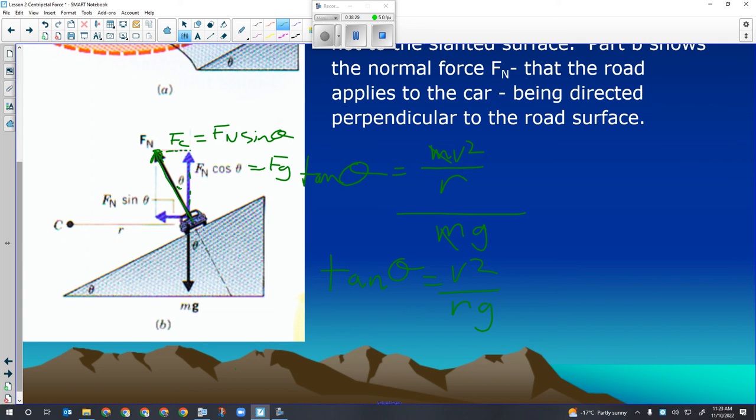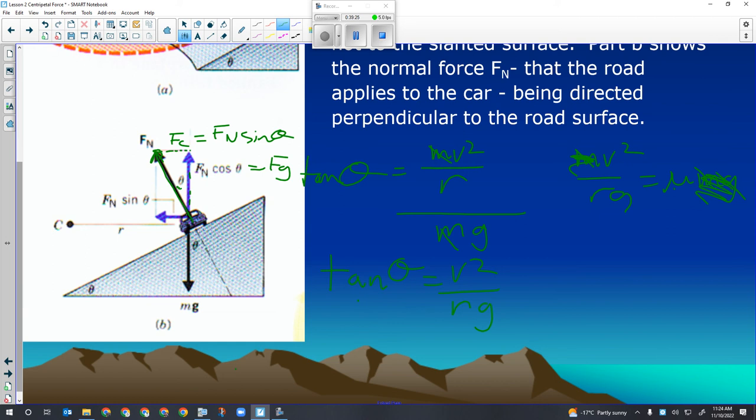Does this look similar to our unbanked curve situation? In our unbanked curve situation, we have this. Masses cancel, right? The thing that holds me in an unbanked corner is friction. See any similarities? Whatever holds you in the corner is dependent on the same three things: how fast you go, how big the corner is, and gravity. When it comes right down to it, in one of them it's the angle of bank, and in the other one it's the coefficient of friction.